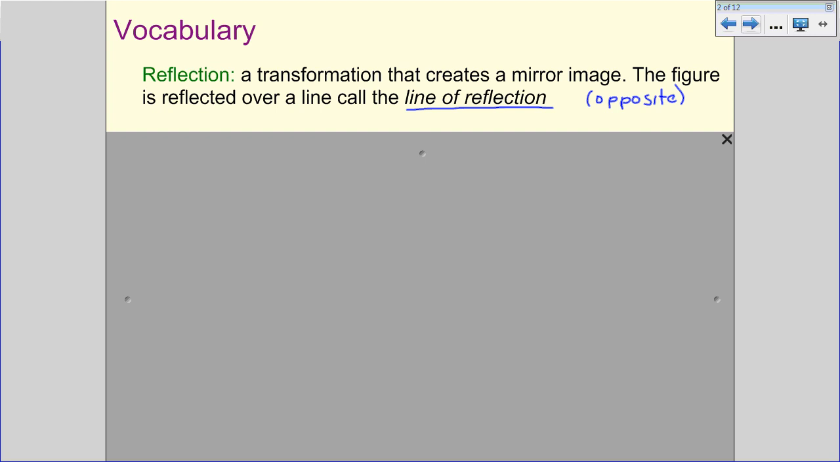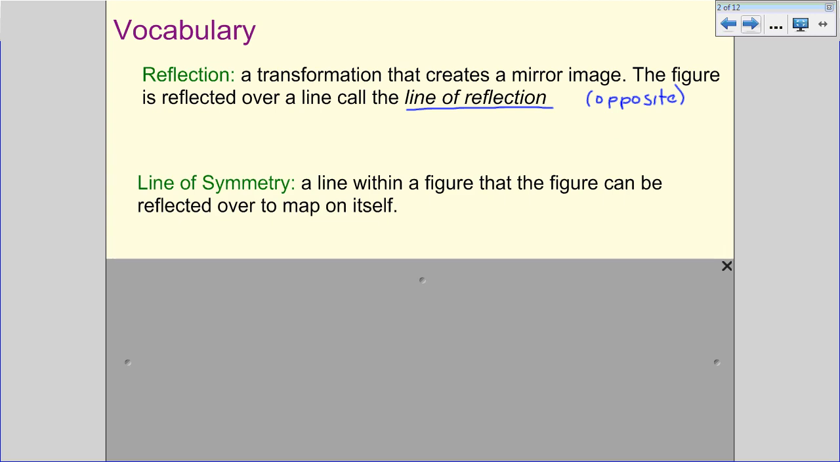They're in opposite directions. The line of symmetry, and this is kind of why I wanted to look at this tomorrow with you, is a line within a figure that the figure can be reflected over to map on itself. So we talk about a square has a line of symmetry. Down this middle, I could reflect the right-hand side over onto the left-hand side, and it would create the square itself. I don't have an object that looks different. It's just another square. So we'll take a look at those tomorrow.